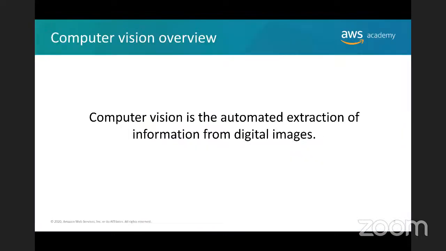This is what computer vision is: the automated extraction of information from a digital image, video, or something else. After COVID, computer vision is playing a very important role, where every transaction, everything, is without touch. It is a very important topic of machine learning, where we process live data.